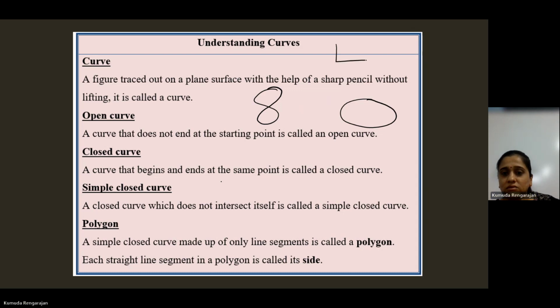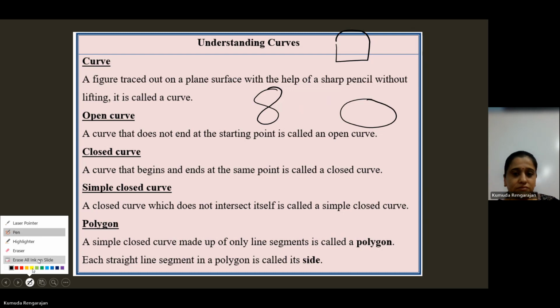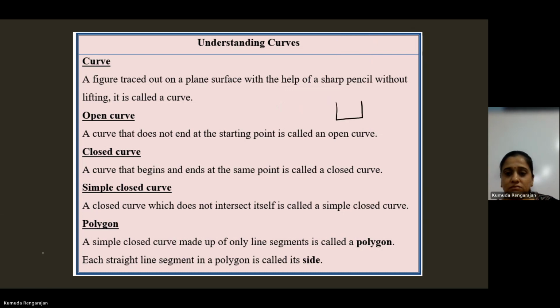Now, is this a curve? Yeah, because you are able to draw this without lifting the writing instrument. But is it completely made up of line segments? No, it's not completely made up of line segments.